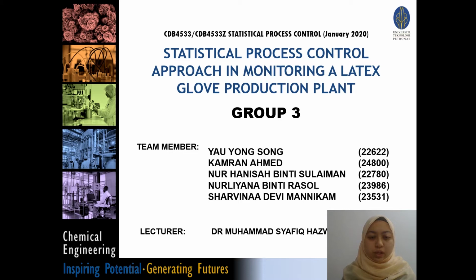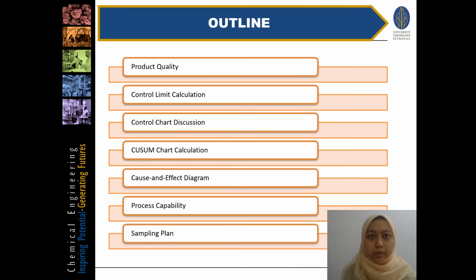Shafiq Azwan. We from Group 3 will present on the statistical process control approach in monitoring a latex glove production plant. In this presentation, we will explain the product quality, control limit calculation, control chart discussion, QSUM chart calculation, cause and effect diagram, process capability, and lastly the sampling plan.